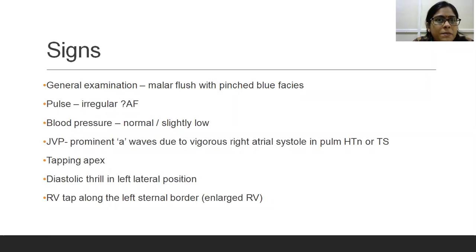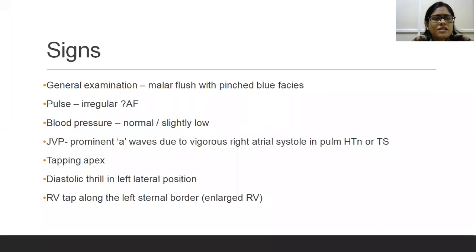When you examine the pulse, it will be low volume because it's a stenotic lesion, right? So your cardiac output is compromised. You may also see an irregular pulse in case the patient develops atrial fibrillation. Blood pressure may be normal, but is also found to be low because it's a low output lesion. Then when you see the JVP, you can see prominent A waves because of vigorous right atrial systole in case of pulmonary hypertension or coexisting tricuspid stenosis.